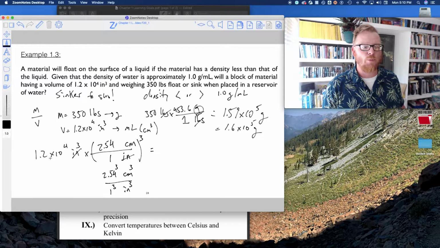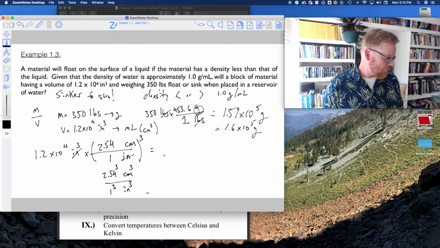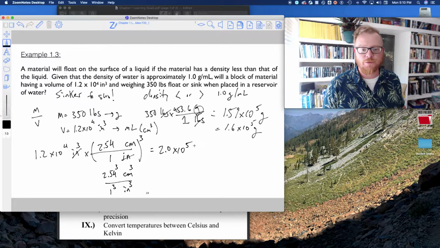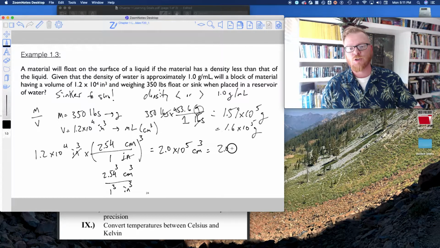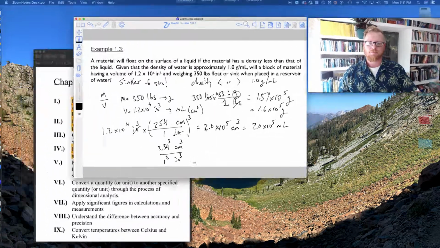Then I need to take 1.24 times 10 to the 4th times 2.54 cubed, with 2 significant digits from this number right here. When I do that, I'll just go ahead and do the estimate now. I get 2.0 times 10 to the 5th cubic centimeters, which I know is exactly the same as 2.0 times 10 to the 5th milliliters. They're exactly the same.